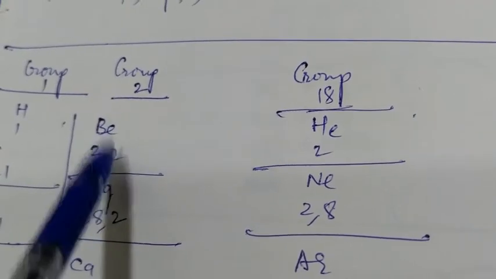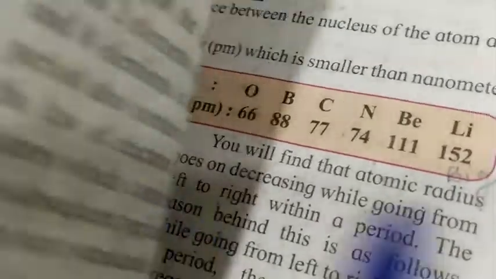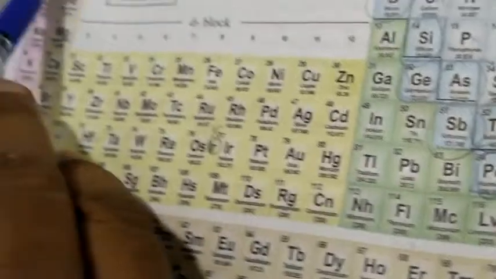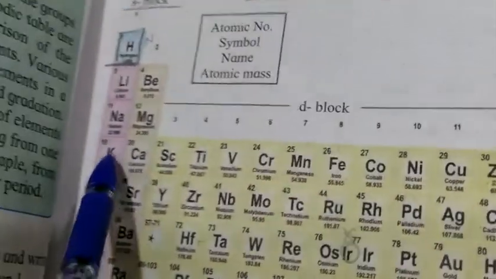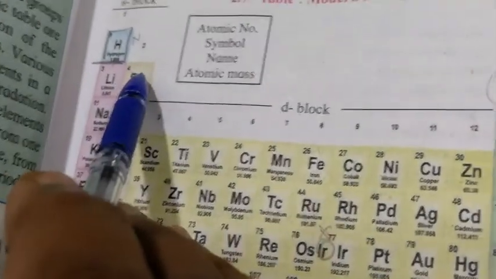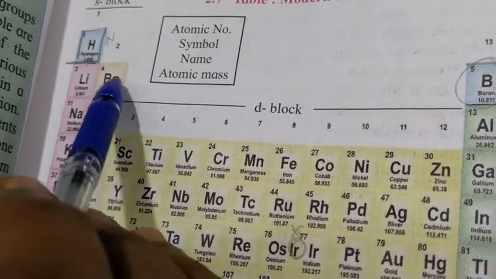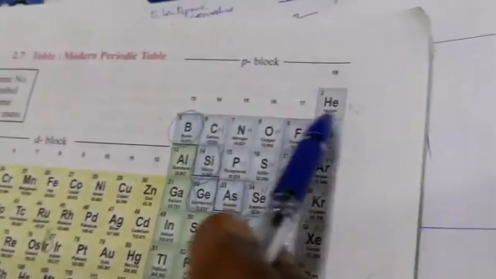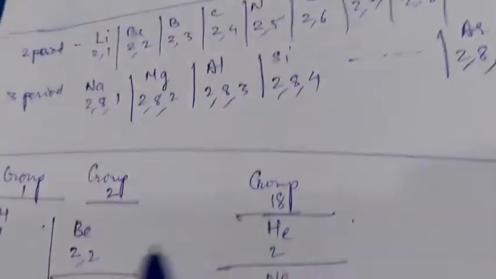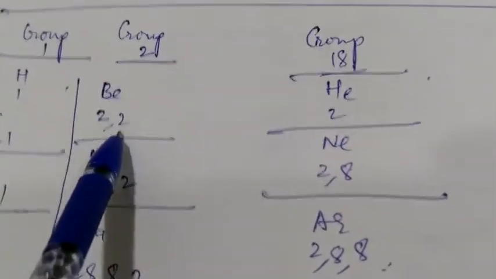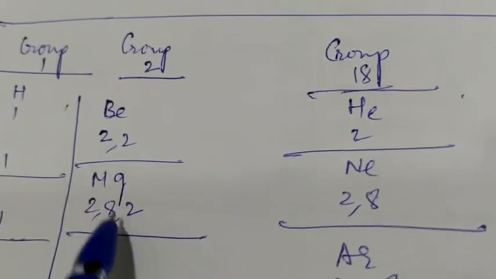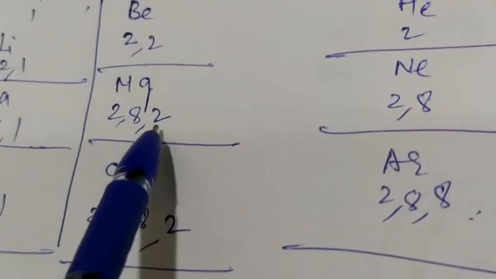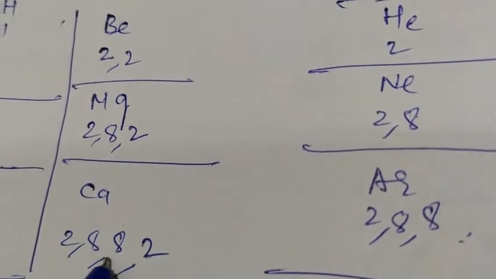Then in group 2, the first member is beryllium. You see in group 1: hydrogen, lithium, sodium in this manner. And in the second group: beryllium, magnesium. In group 18: helium, neon. Now beryllium has electronic configuration 2 and 2, magnesium 2, 8 and 2, and calcium 2, 8, 8 and 2.